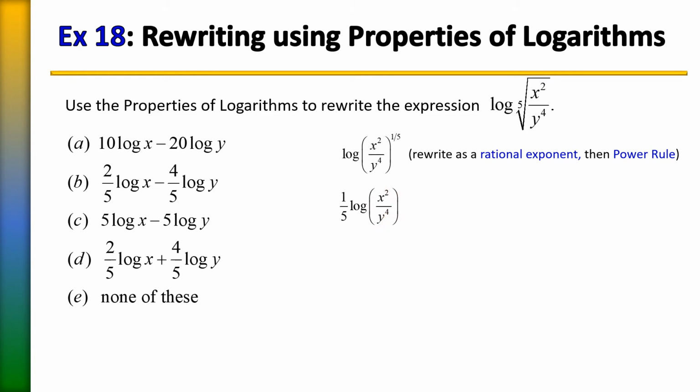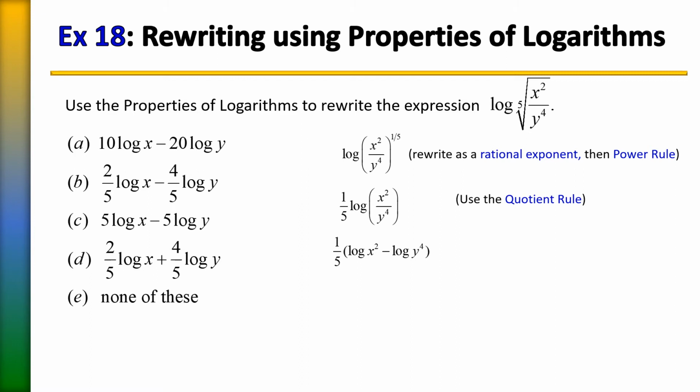So anytime you have a rational exponent or something in fraction form, that's the quotient rule, which is going to be top take away the bottom. So log of x squared minus log of y to the fourth power. And we'll keep that 1/5 outside.